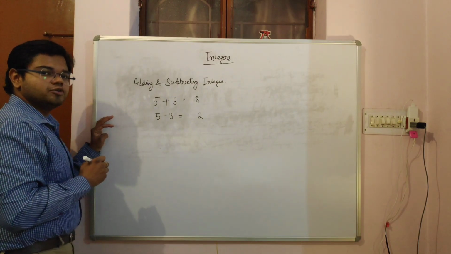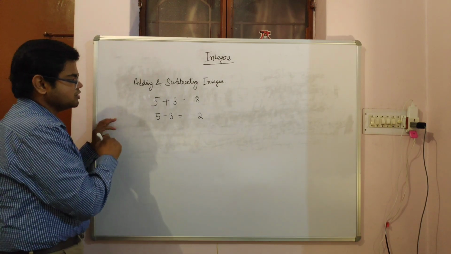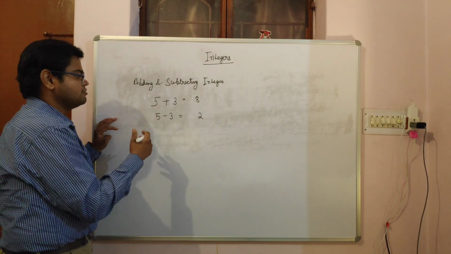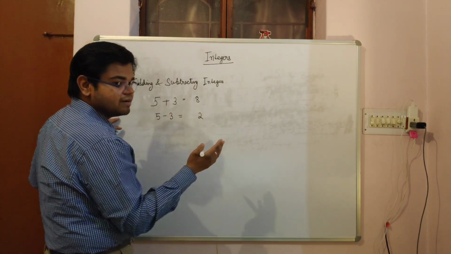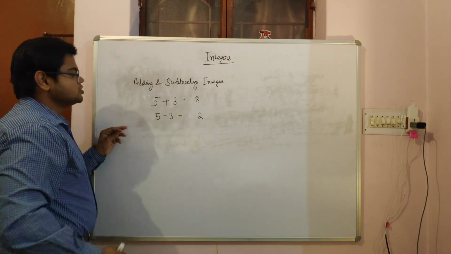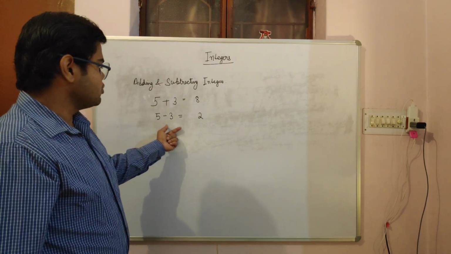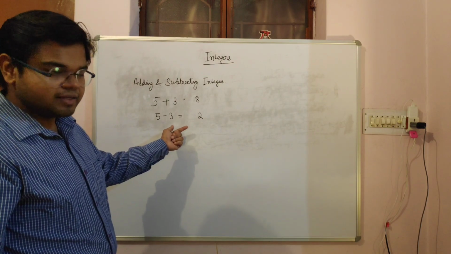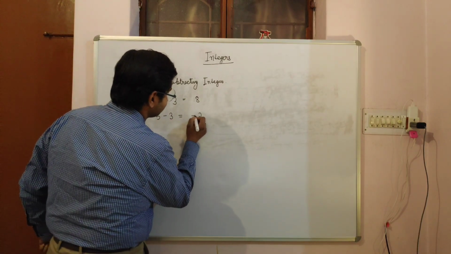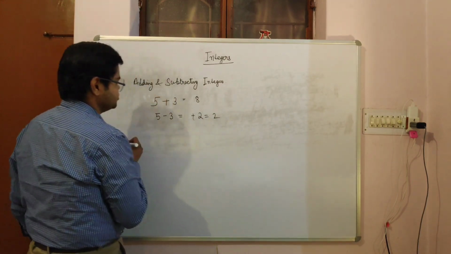And how are we going to decide the sign? The integer which has the greater absolute value will give its sign. That sign will be taken in the final answer. With 5 and minus 3, the absolute value of 5 is 5. What is the absolute value of minus 3? 3. But 5 minus 3 is 2. So the sign taken will be plus 2, or it can be written as 2.